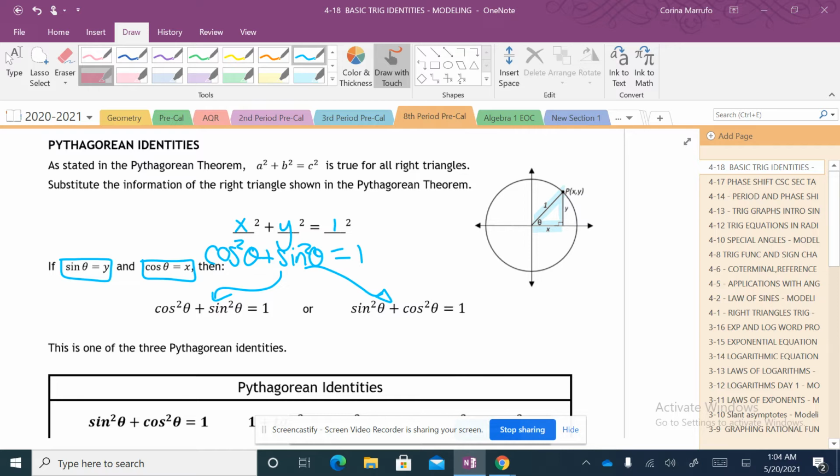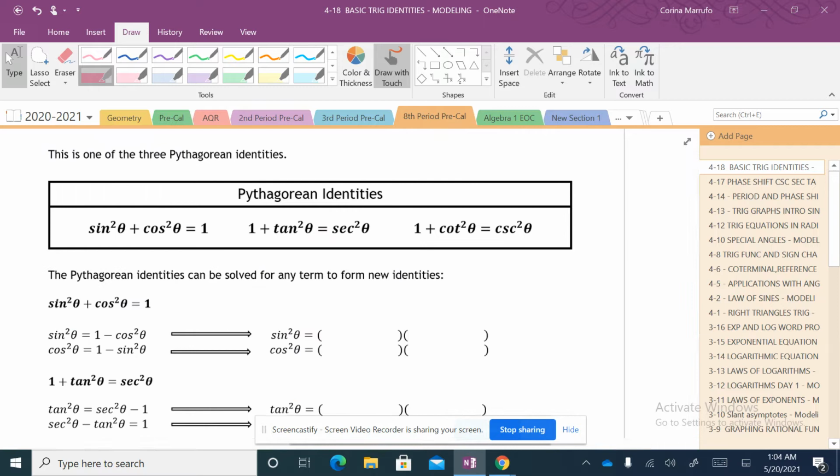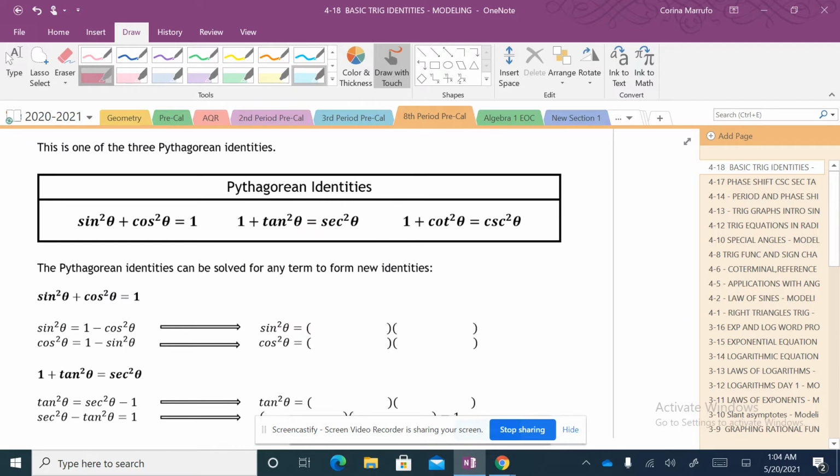Okay. So we have a few other Pythagorean identities. We have sine squared plus cosine squared equals 1. We also have 1 plus tangent squared equals secant squared, and 1 plus cotangent squared of theta equals cosecant squared of theta.